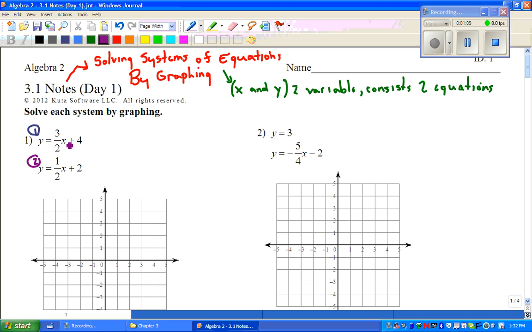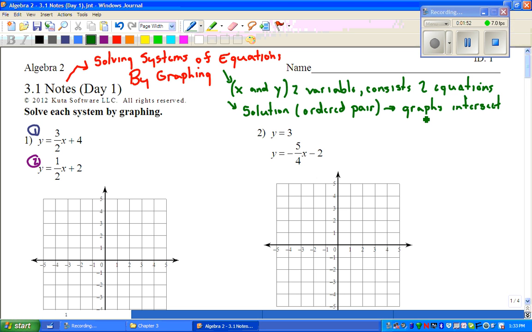Now, to get a solution to these, a solution is going to be an ordered pair, an x and a y, because the solution to these systems is really where the graphs intersect. That's what we're looking for. So the system of equations has two variables, x and y, consists of two equations, and we're looking for where the graphs intersect, and that's going to be our solution as an ordered pair.